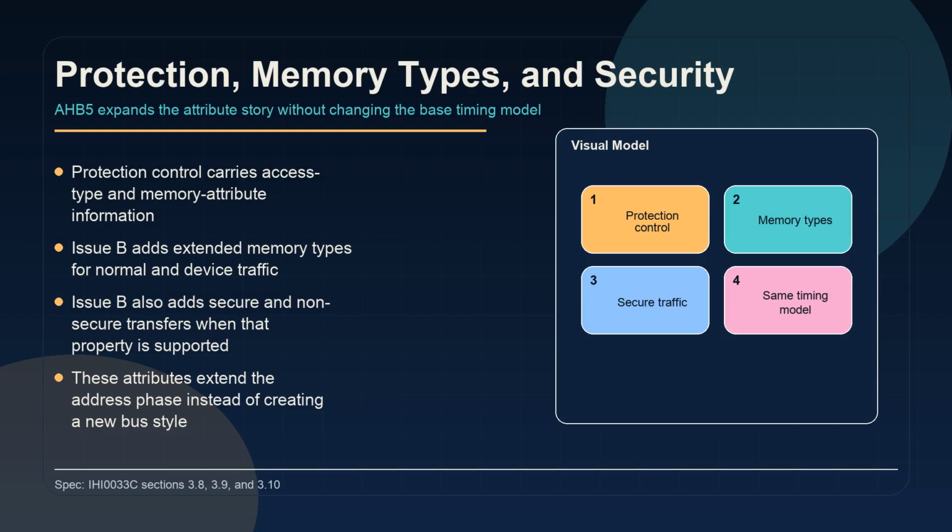AHB 5 broadens the attribute model. Protection control carries richer memory-type information, and secure versus non-secure traffic becomes part of the family when that property is enabled. The important point is that these additions extend the meaning of the address phase. They do not replace the bus timing model.